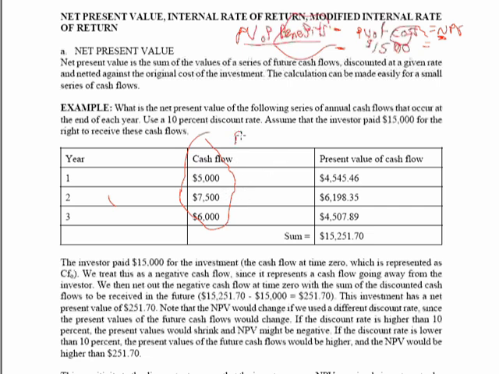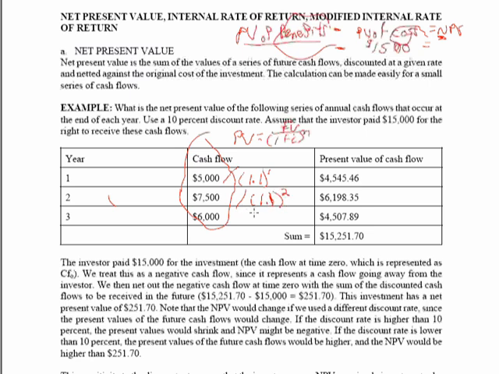Present value equals future value divided by 1 plus I to the n. And go ahead and try this for each of the cash flows. Take 5,000 divided by 1 plus I, or 1.1 in this case, because we have a 10% interest rate, to the n, to the first power, and you should get $4,545.46. And then for year 2, take 1.1 and raise it to what power?